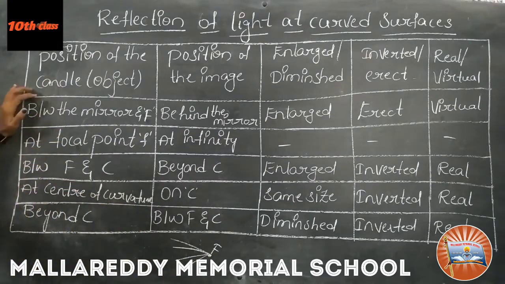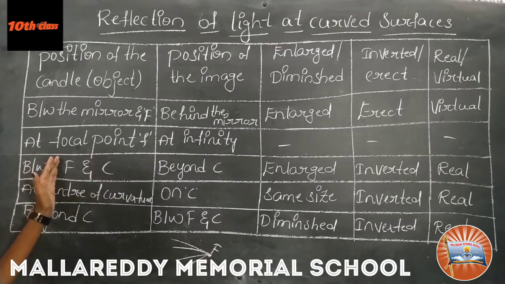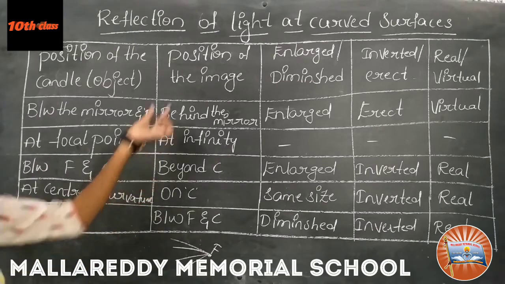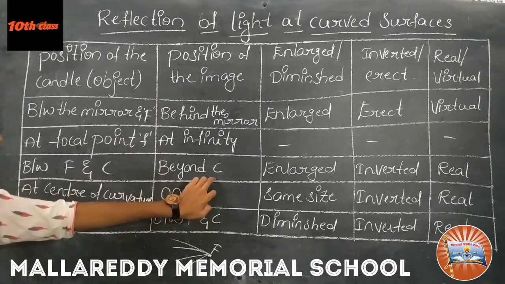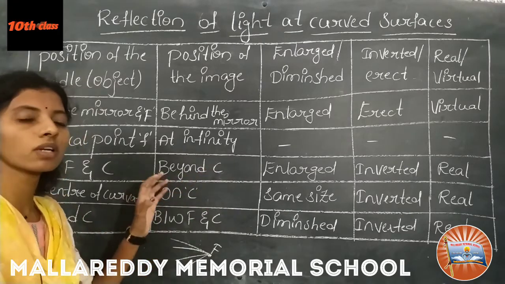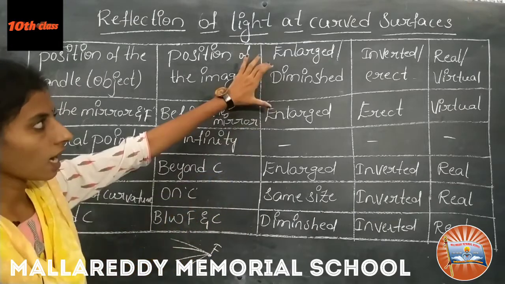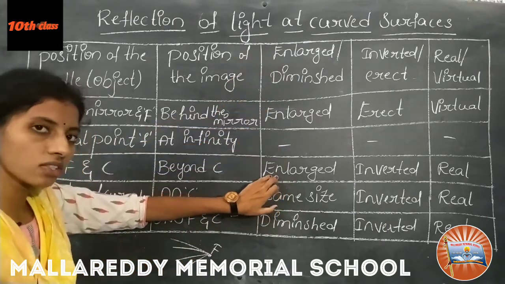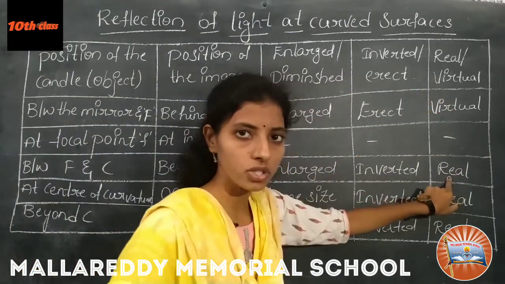See here, if the object is between F and C, between the principal focus and the center of curvature, then the position of the image is beyond C, that is, beside C. At that time the image is enlarged, inverted and real.